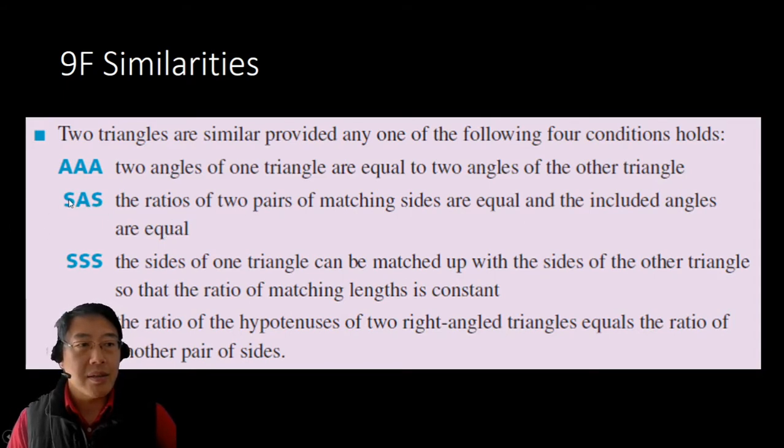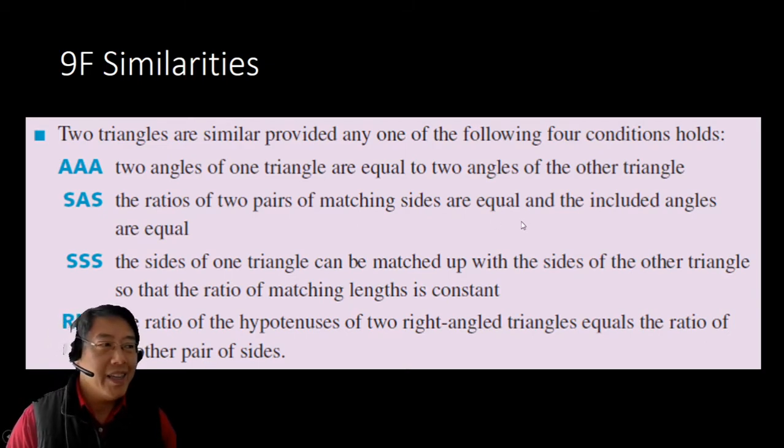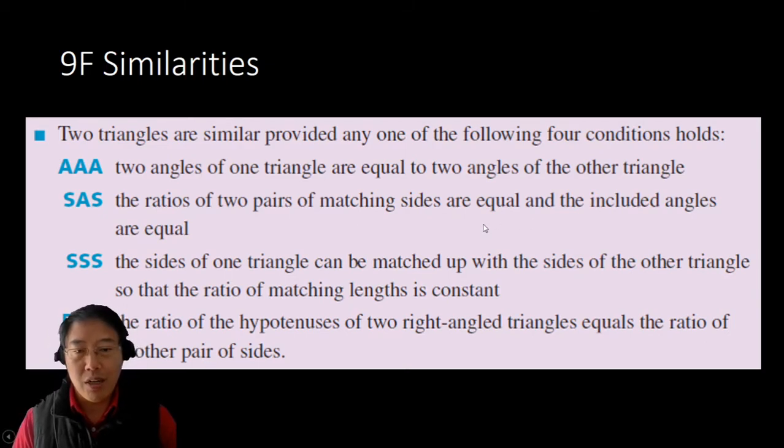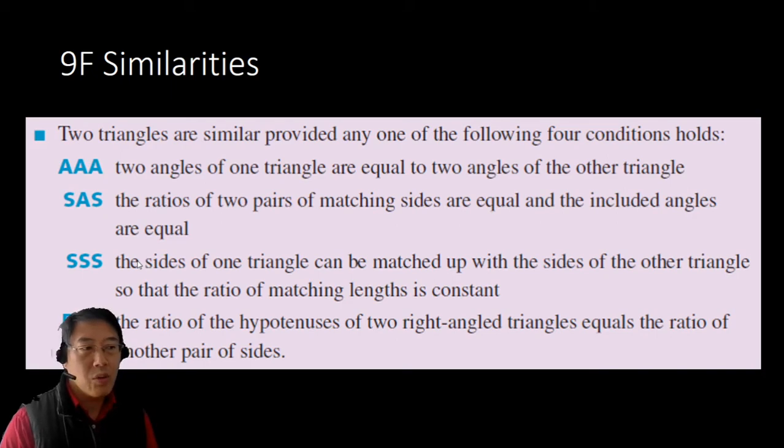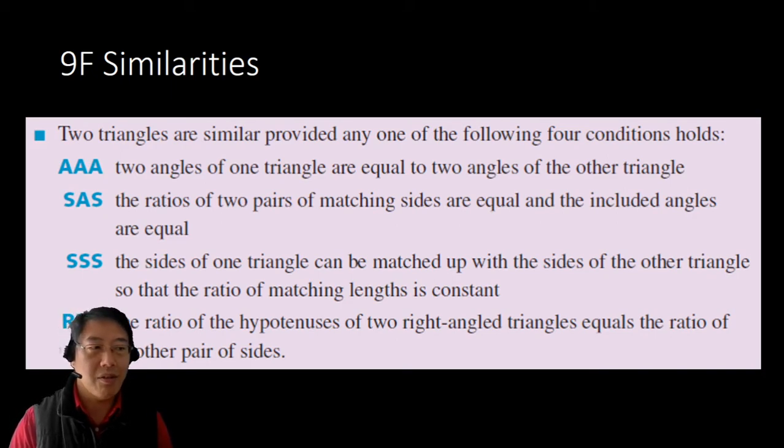SAS is side angle side. So two sides will need to have an equal ratio for the two corresponding sides, and the angle in between the two sides will have to be equal. Okay. And SSS is when you do the ratio of all the three corresponding sides, it will be equal to the same ratio, the same scale factor.